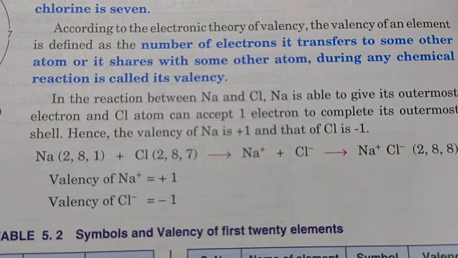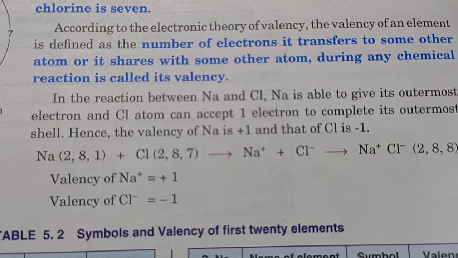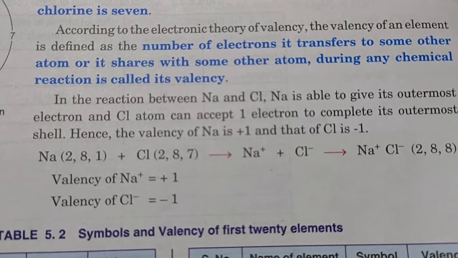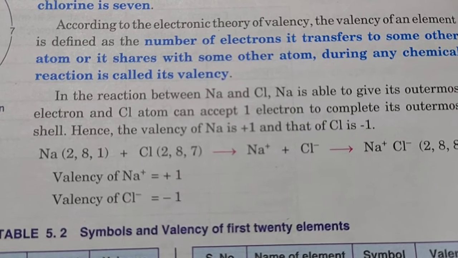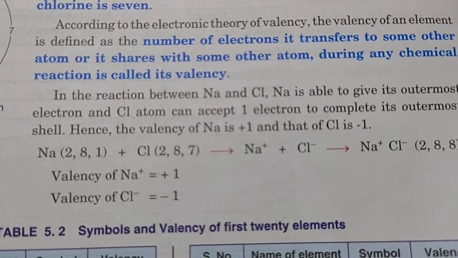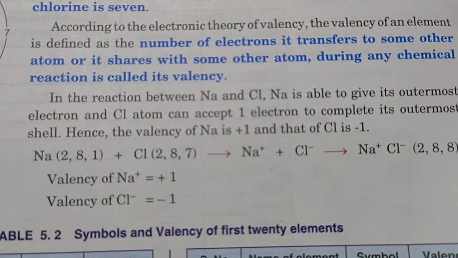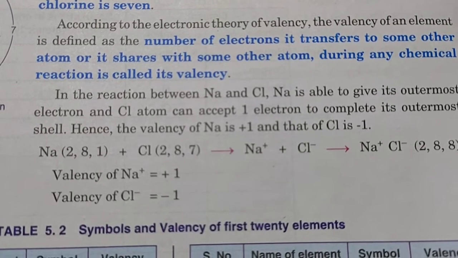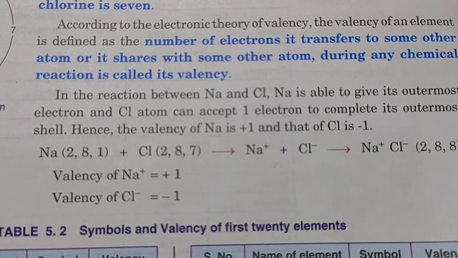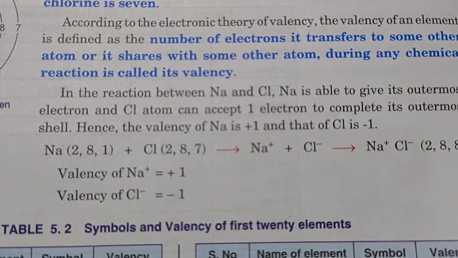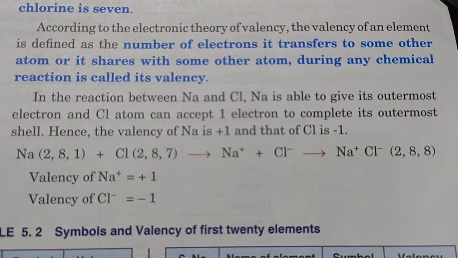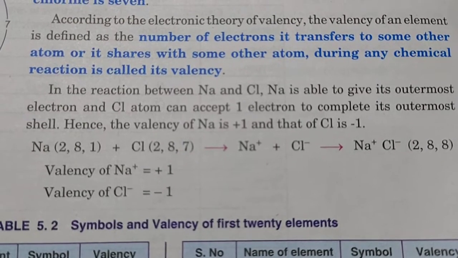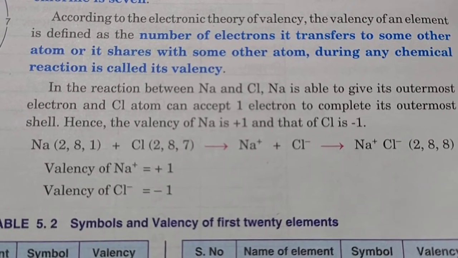Now in the case of chlorine, which has 17 electrons, so 2, 8, 7, it cannot lose 7 electrons. No, it is really very hard to lose 7 electrons for a small atom like chlorine. So what it will do, it will gain 1 electron to complete its outermost shell. If it gains 1 electron, it becomes 2, 8, 8, right? And in this way it is stable.